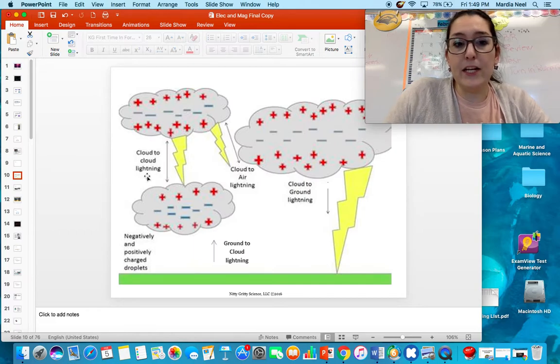It's a little bit easier to see in a picture. So you've got ground to cloud lightning. So you've got your negative and your positive charges here. You can have cloud to cloud lightning, cloud to air lightning, or cloud to ground lightning.